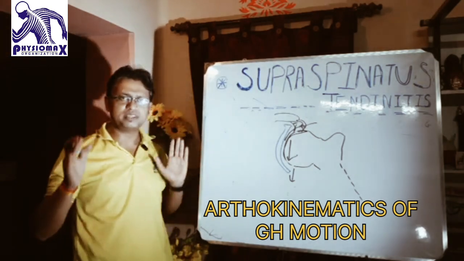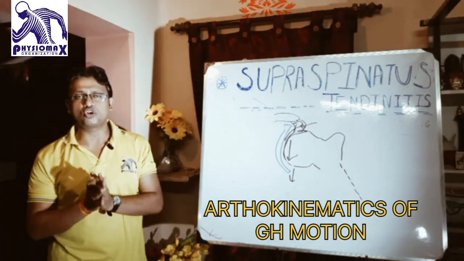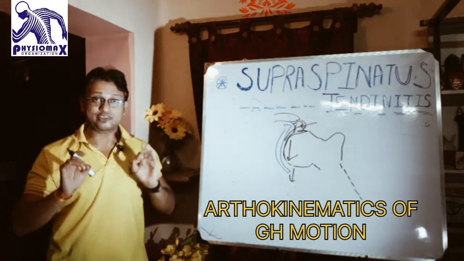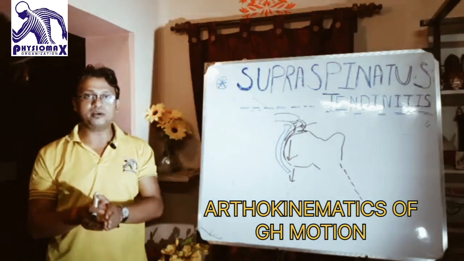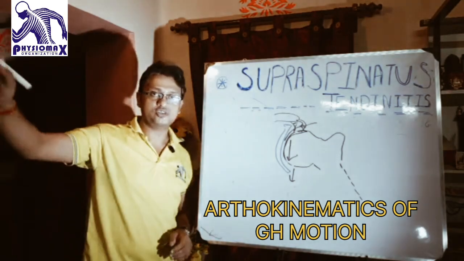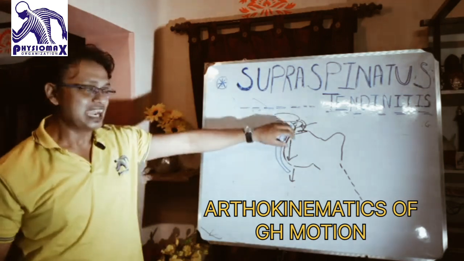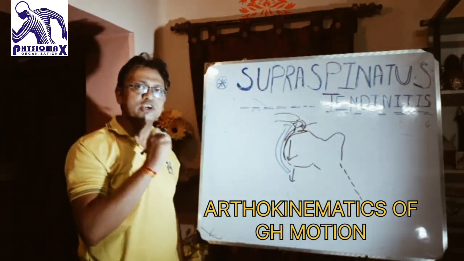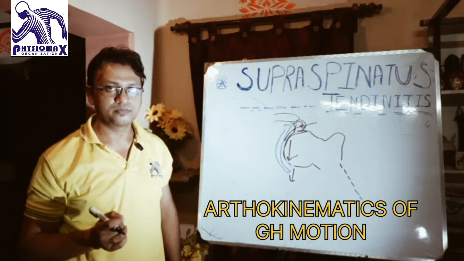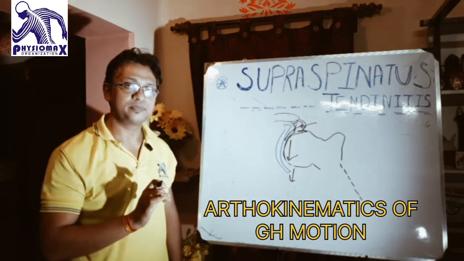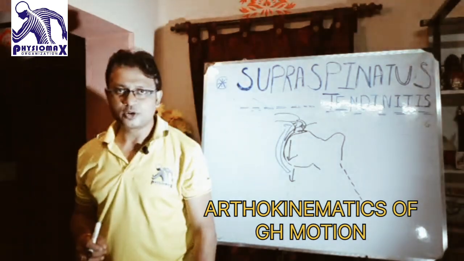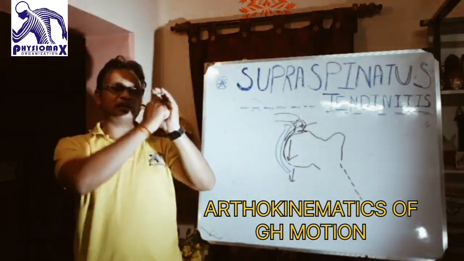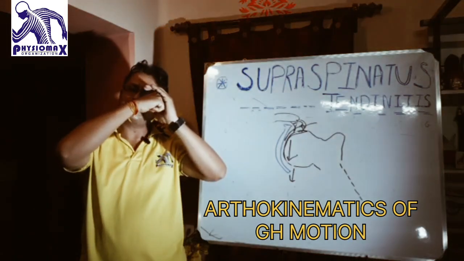So what did we understand from this mechanism? This simple concavo-convex rule is very important to understand. The orthokinematics of this is very important to gain a proper abduction range of motion, and if the head of the humerus does not slide properly, then there is a huge chance of supraspinatus tendinitis. So what is happening exactly? Whenever we do this abduction, the head of the humerus rolls upward, but it slides downward.